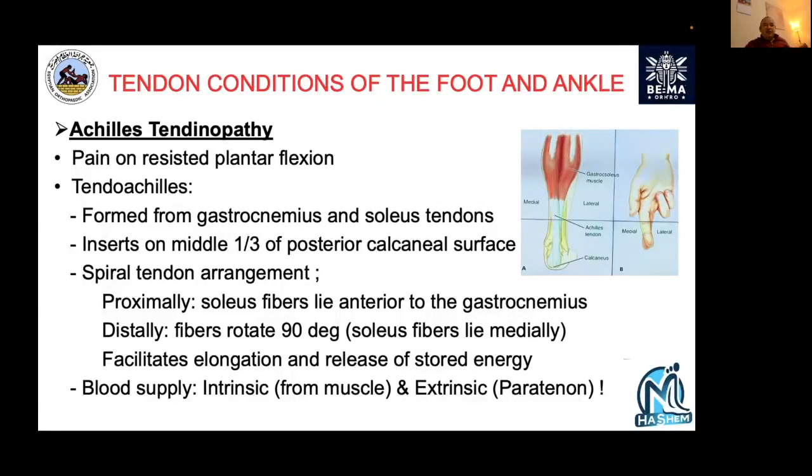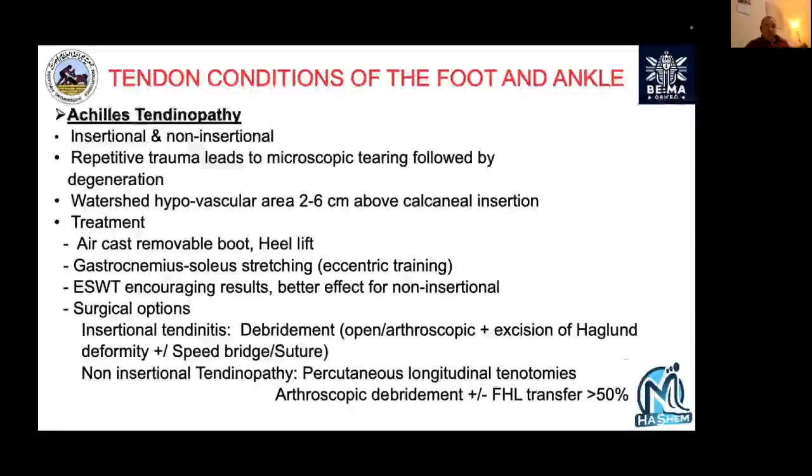The problem of this is the benefit. The problem of this is it's a watershed area. Because of this turn, this area has the least blood supply, and this is the commonest area to rupture with injury. And this is a common area to have a tendinopathy or pathological tendon.